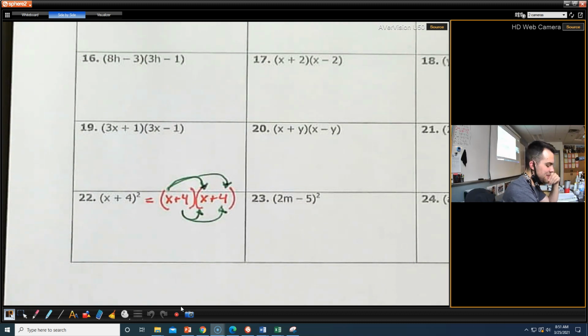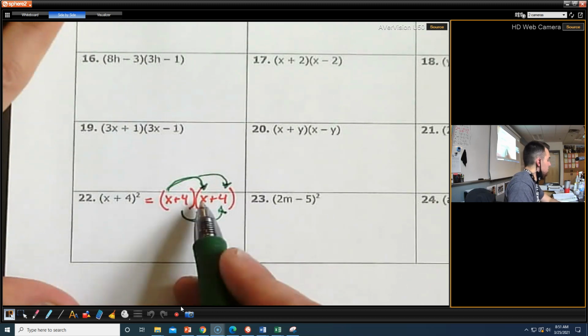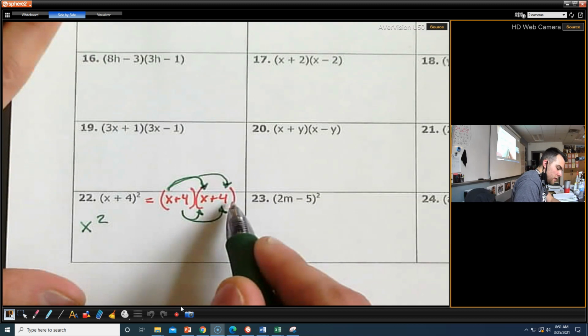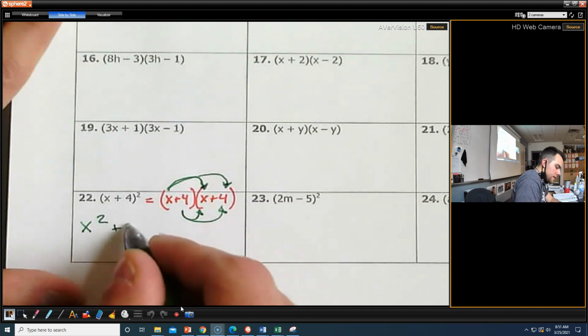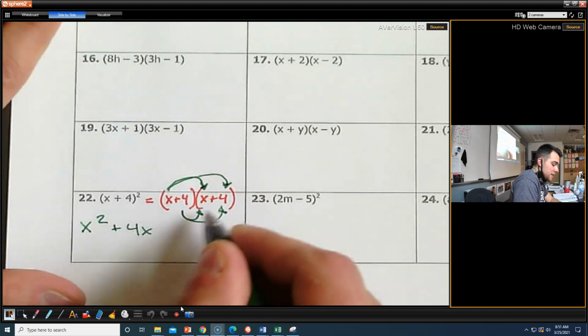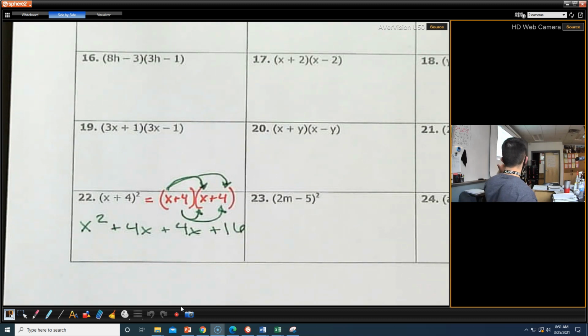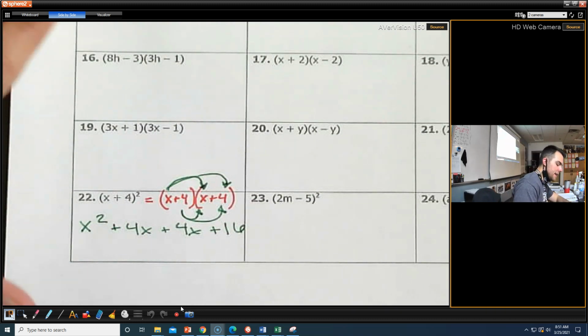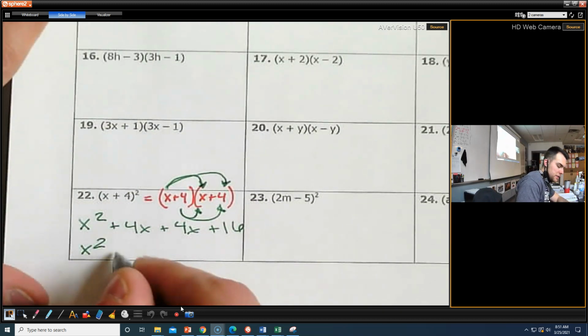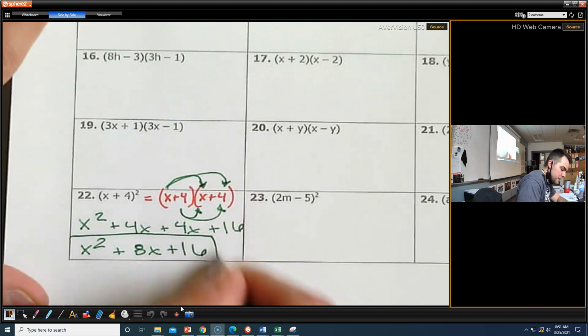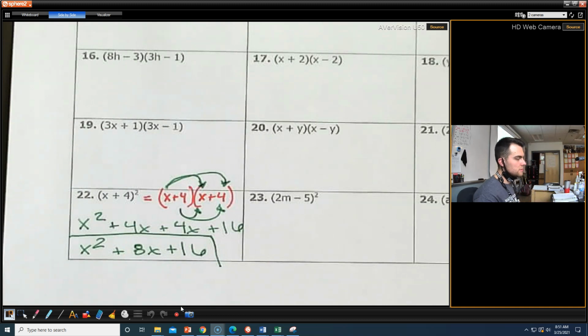We have x times x, which gives me x squared. X times 4, 4x. 4 times x, another 4x. And 4 times 4 gives me a positive 16. And I can combine those middle terms together to get 8x. So my final answer is x squared plus 8x plus 16. And there we go. That guy would be done. Fantastic.